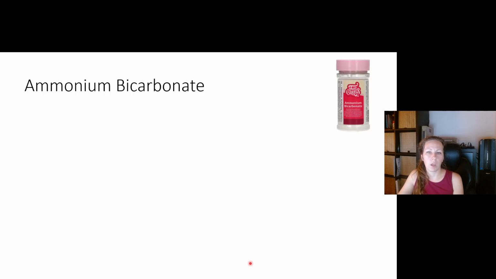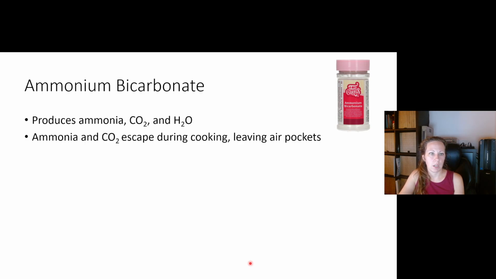Okay, the third one, we're going to talk about this super briefly because it's not really as important either commercially or domestically at home. But there's another chemical leavening agent, ammonium bicarbonate. It produces ammonia, carbon dioxide, and water. Now, ammonia is a gas, carbon dioxide is a gas, and water is just water, right?